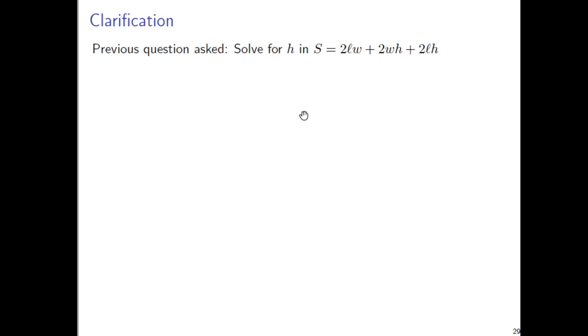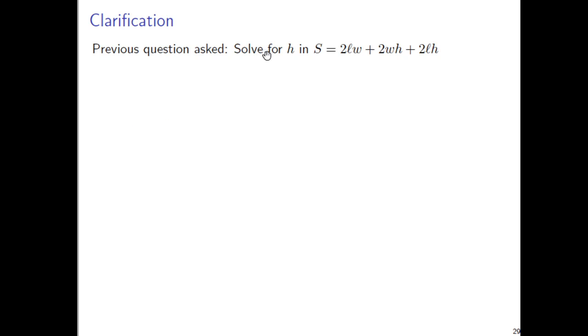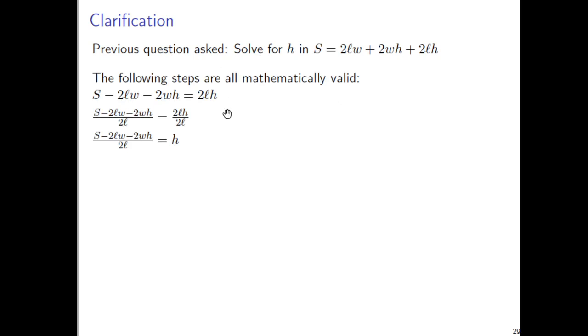Okay, let's try clarifying some things. Here's a thing that sometimes people try to do for this problem. So I want to clarify what technically is going to be an answer. If we subtracted 2LW and 2WH on both sides, we'd have just the 2LH on the right side. And if you divide both sides by 2L, here's the left side divided by 2L, this right side of 2LH divided by 2L. You can cancel the 2L on top and bottom. You just have H here, right?